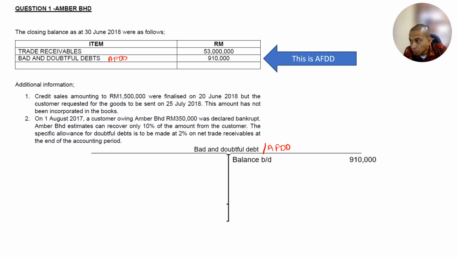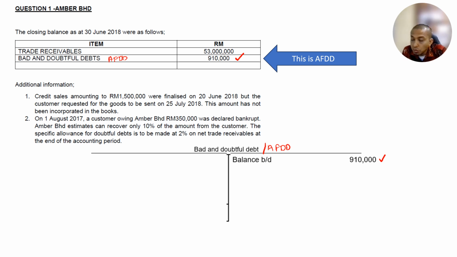Okay, so first we put the beginning balance here. It is a normal balance. The question did not mention anything, so we assume it is a normal balance. Normal balance for allowance for doubtful debt is on the credit side, because allowance for doubtful debt is a contra trade receivable. Trade receivable is an asset. Asset normal balance is debit side. So contra to debit is credit side.